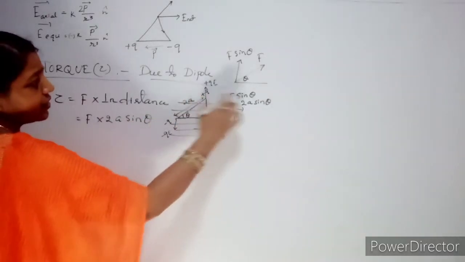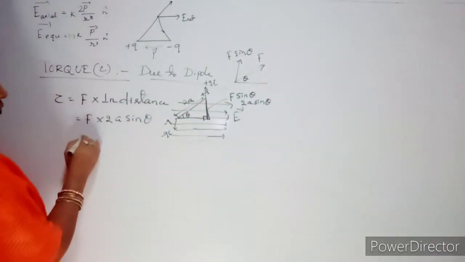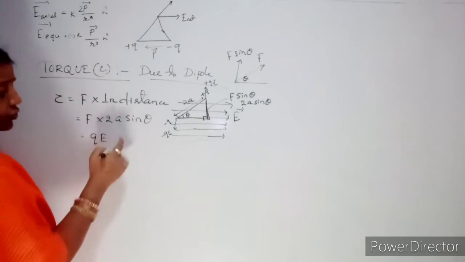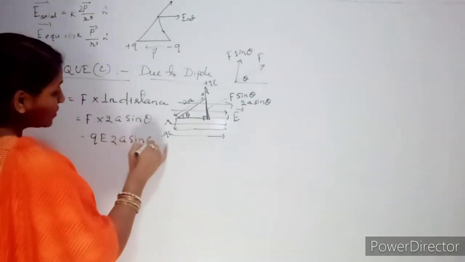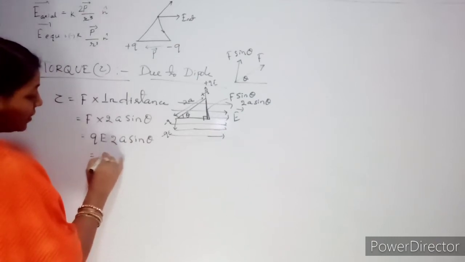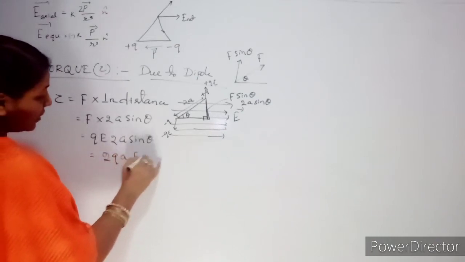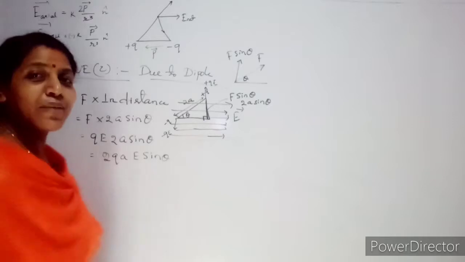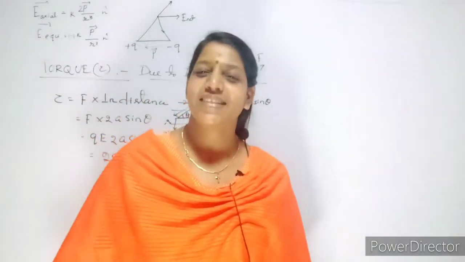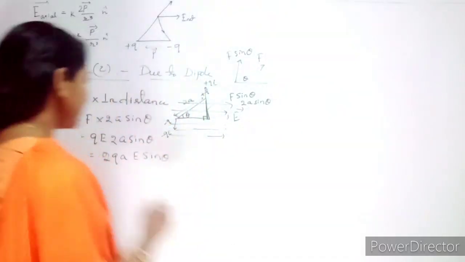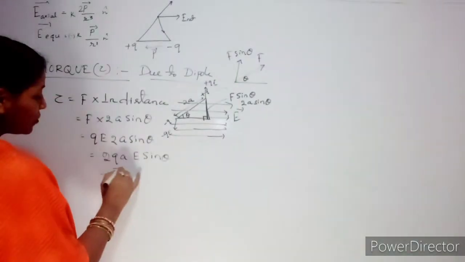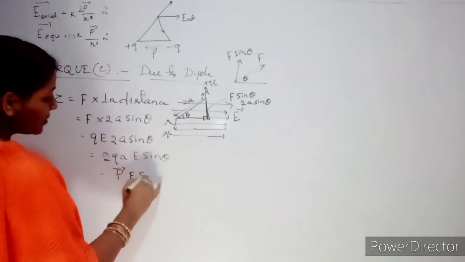This distance is 2a sin theta. Now what is F? It is nothing but QE. So replace your F by QE: QE times 2a sin theta. Can I write it like 2QA E sin theta? Now tell me what is 2QA? It is nothing but the dipole moment vector. So substitute it by the notation P. So PE sin theta.